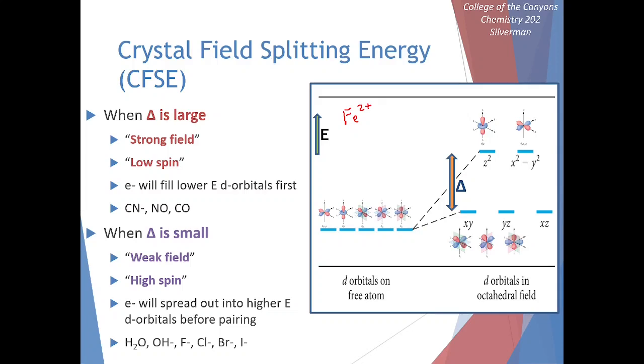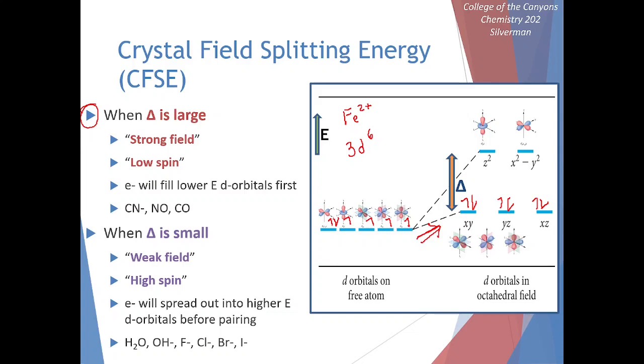Iron 2 plus has the configuration 3d6. In our metal by itself, we have those 6 d electrons. In our metal as part of a complex, it will also have those 6 electrons. We need to fill our electrons in over here, just like we did before. If we have a large delta, a large crystal field splitting energy, those electrons will have to pair up down low before going up high.